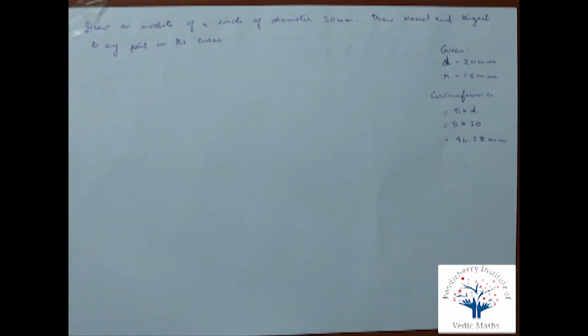இன்னைக்கு நாம இன்வல்யூட் எப்படி வரைய போறது அப்படிங்கறத பார்க்கறோம். Draw an involute of a circle of diameter 30 mm. Draw the normal and tangent to any point on the curve.